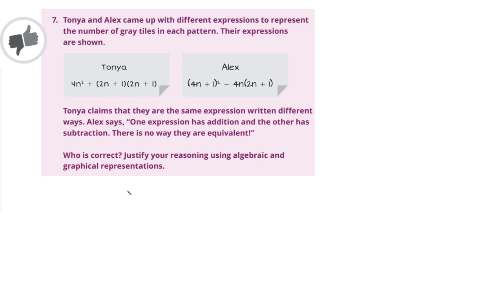So let's take Tanya and Alex. They came with different expressions to represent the gray tiles in each pattern. Their expressions are shown. Are they any different? Basically is what the question is. Alex says there's no way, and Tanya says that they are. So let's look at it. So for Tanya, we need to figure out what this is. So let's multiply 2n plus 1, 2n plus 1. 4n squared, 2n, 2n, 1.